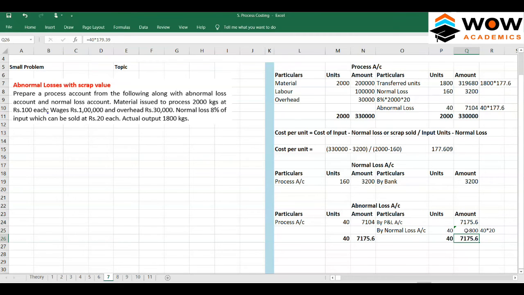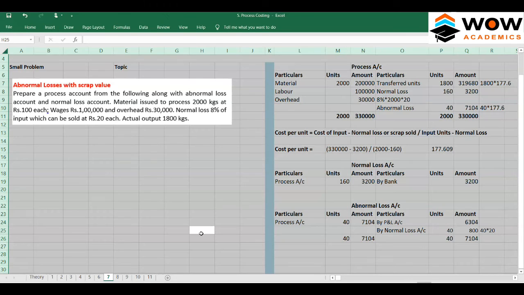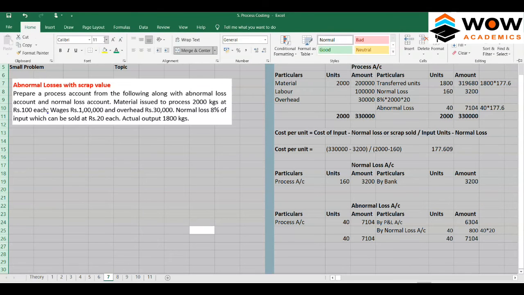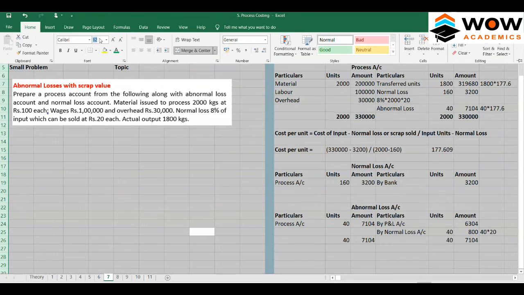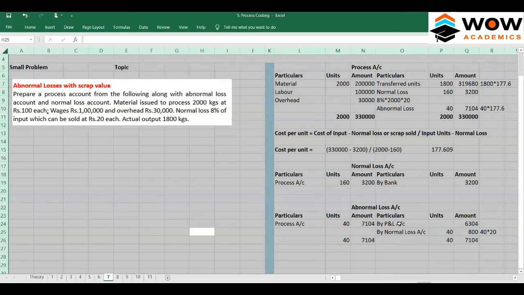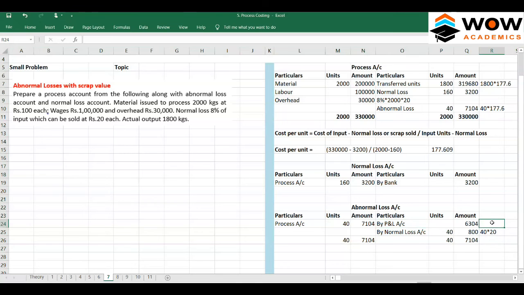So when you transfer it, let's see the P&L account balance. We'll close the account. If we close the account, this is the value. What value goes to the P&L account? The P&L account value will be the total abnormal loss minus the scrap that could be sold. So 6,304 is what we have to send to the P&L account. We don't need to send the entire amount, we have to just send the additional. So this is the balancing figure. If you want, you can mark it as balancing figure.